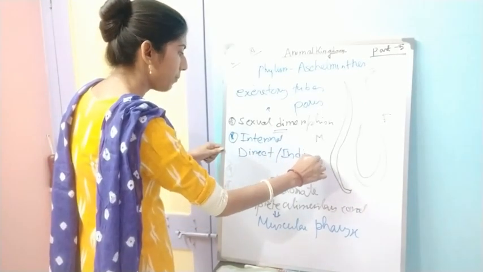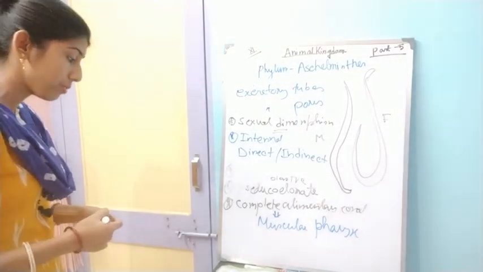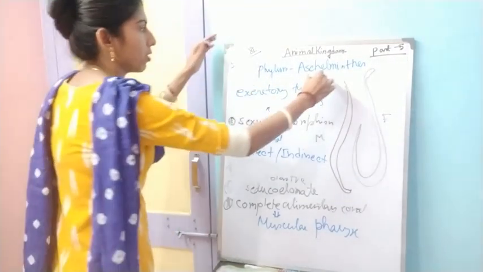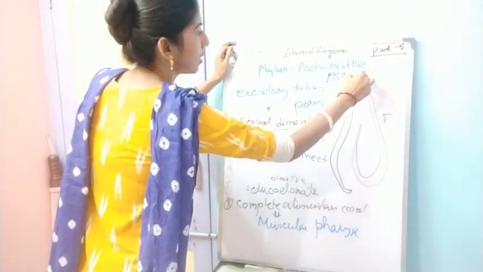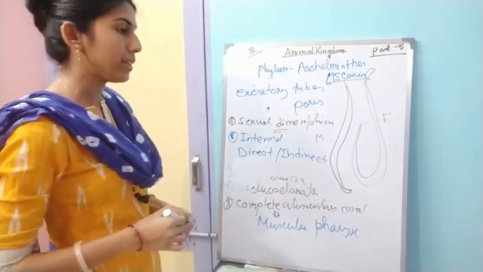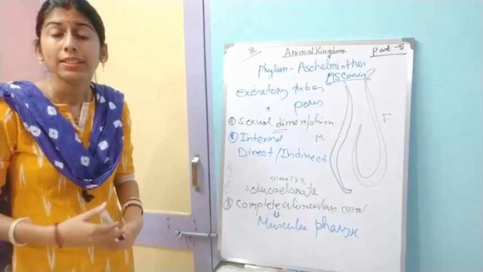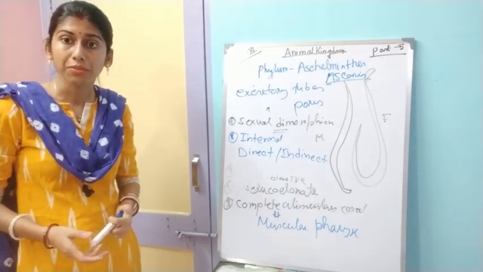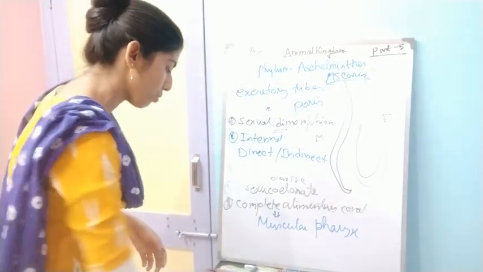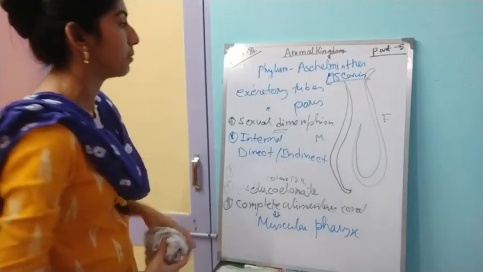And these are the main properties of Aschelminthes. What are the different examples of this group? For example, the roundworm. The common roundworm is called Ascaris lumbricoides. This is the scientific name of the roundworm. Another example is the filarial worm, which causes filariasis disease. This is called Wuchereria bancrofti. And Ancylostoma, which is called hookworm. These are some examples of Aschelminthes.